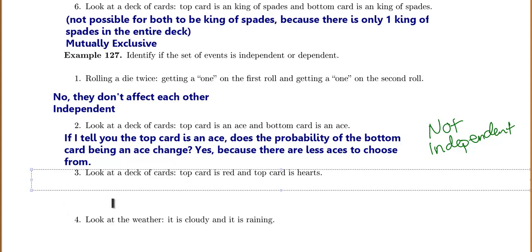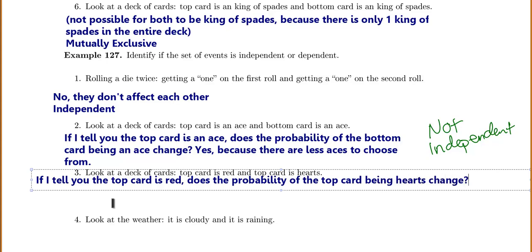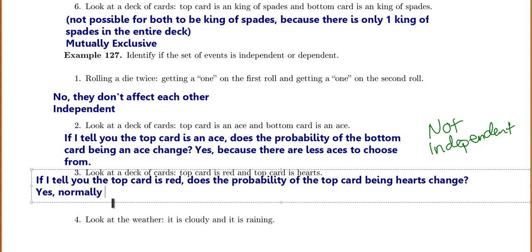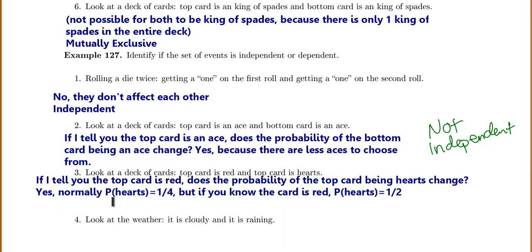Number 3, look through a deck of cards. The top card is red and the top card is hearts. So if I tell you the top card is red, does the probability of the top card being hearts change? What do you think? So yes, normally the probability of hearts is 1/4, but if you know the card is red, then the probability of hearts is now suddenly 1/2, because half of the red cards are hearts. So this is an example of where the two events affect each other, or the probability changes. So this is not independent, or in other words, it is dependent. If it's not independent, then it is dependent.